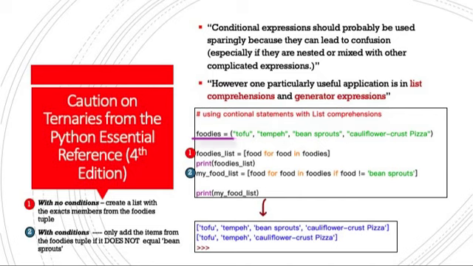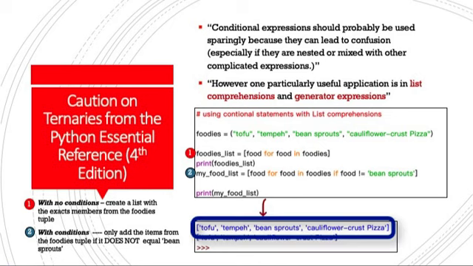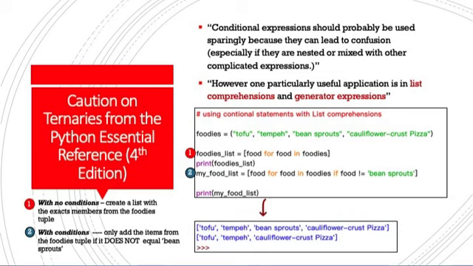So here we have a tuple, foodies, with some of my favorite foods in there, except for bean sprouts, maybe not my favorite. So in example number 1, we use a list comprehension to convert that tuple into a list called foodies underscore list. And you see when we do it, our first printout here is tofu, tempeh, bean sprouts, cauliflower crust pizza. So it's all exactly the same as the elements you would see in the foodies tuple. Next, we're going to use list comprehension in conjunction with a conditional statement.